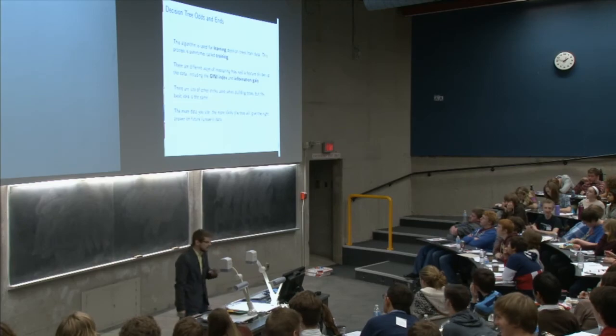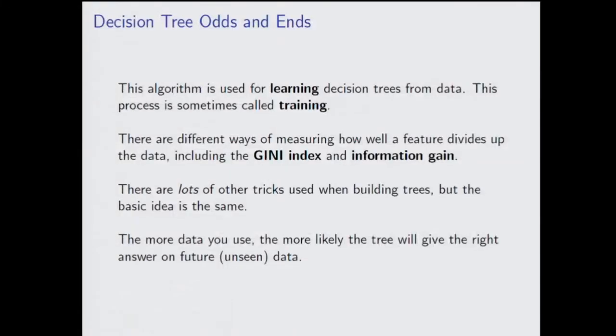So there are a couple of odds and ends about decision trees. This process of taking labeled data, like data that have the features and then they have the labels with them, one class or the other class, the process of building a tree from those is called learning or training.